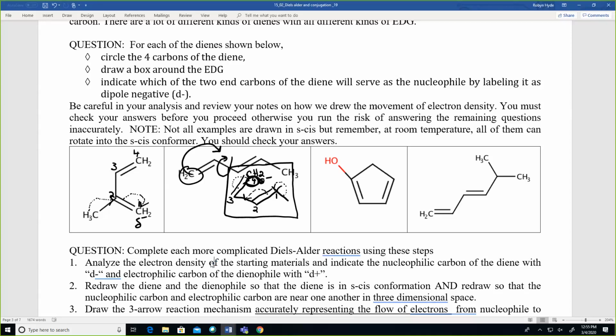This seems odd. So when the electron donating group is on carbon 1, which carbon is actually the most dipole negative? Carbon 4. And it seems odd, but time and time again, in 70 years of Diels-Alder, this has proven to be true. So it is the 4 carbon, the carbon on the opposite side, that actually becomes the more dipole negative carbon and the most nucleophilic.